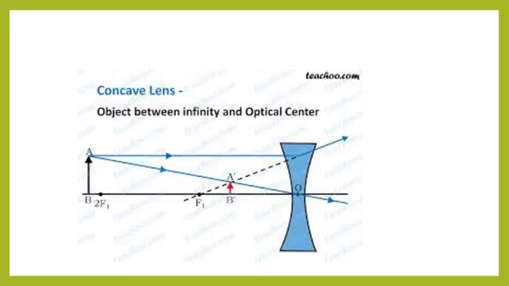Students, now we can see the formation of the image by a concave lens when the object is at different positions. In the first case, when the object is beyond 2f, then the image formed is between f and the optical center. It is smaller in size, virtual and erect. For making this diagram, you have to draw the diagram of a concave lens, then draw the principal axis, optical center, f1 and f2.